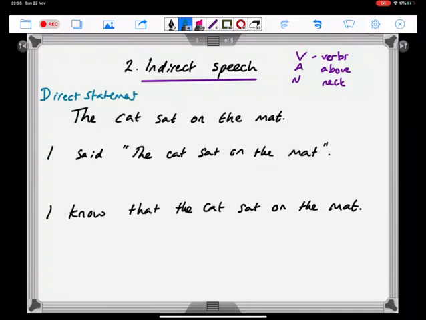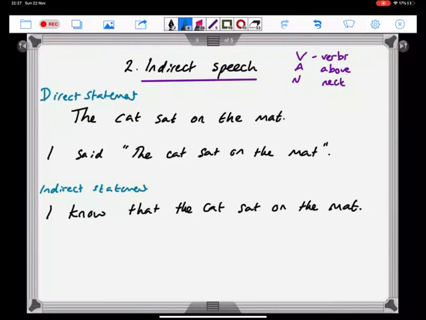You could turn that into, "I said, 'the cat sat on the mat,'" where you are now putting in speech marks. Or, "I know that the cat sat on the mat," which is now indirect. So you've got a direct statement, a direct statement inside speech, and an indirect statement.